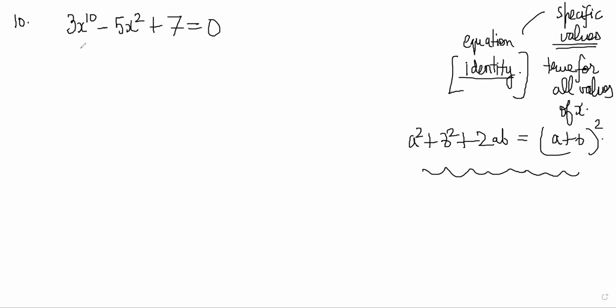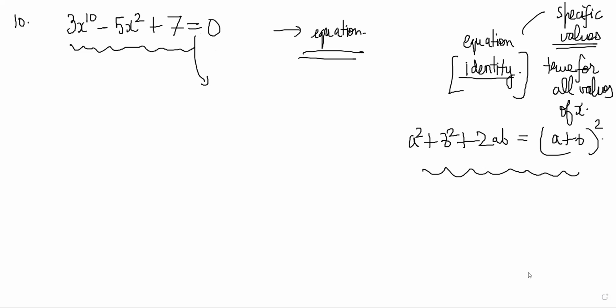So this doesn't seem like an identity, right? Because you can put different values of x in, and it is not necessarily going to be 0, right? So this is obviously an equation. So this is a very straightforward question. Why is it not an expression? Because there is an equal sign, it's equated to something. That's why it is not an expression. Okay, so this is fine.